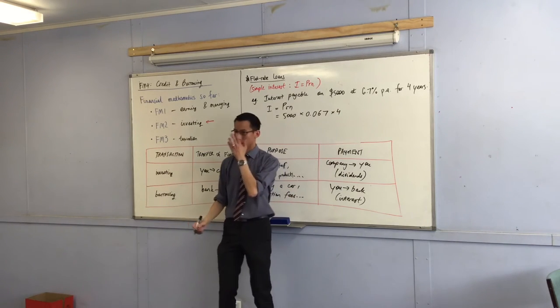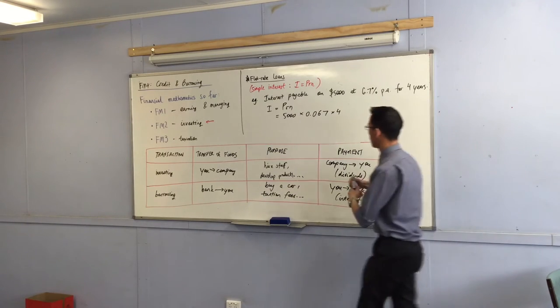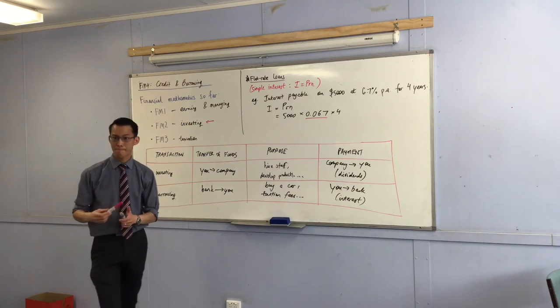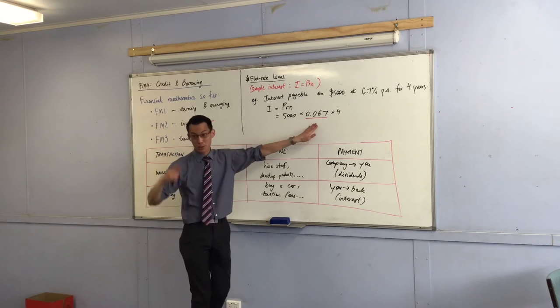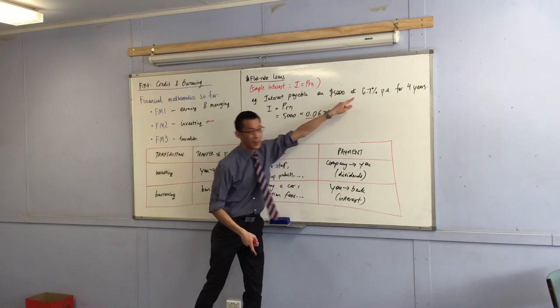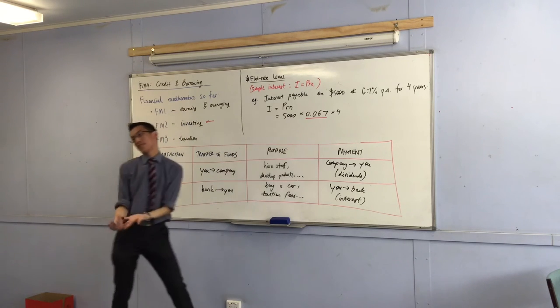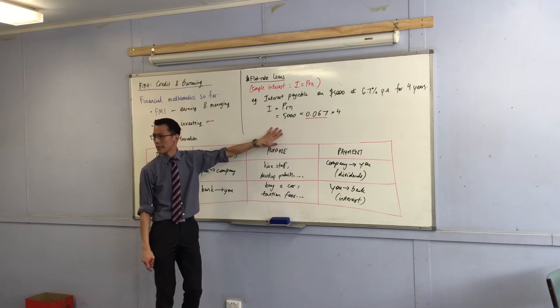Now, quick question to you guys: why do you think I'm encouraging you to convert this to a decimal on the fly? Any suggestions? I can think of at least two reasons. It shows that we know what the percentage actually is. Very good. So it actually helps you get better at converting this to a decimal. That's a big plus. A second reason is, I've phrased this question so you had to find out what the interest was. This would be some dollar amount at the end.